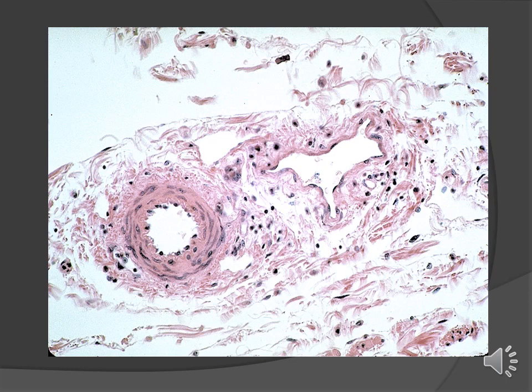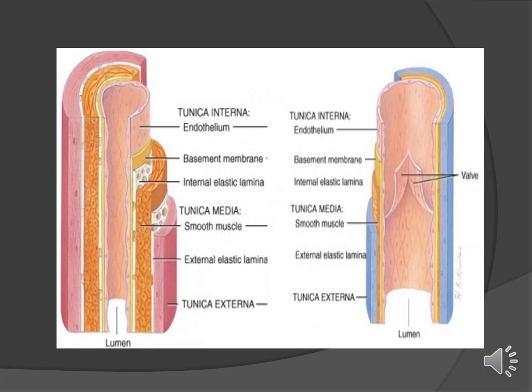The three layers are very well distinguished. The thickest is tunica media in the artery. The layers in the wall of vein are not well distinguished, and the best developed, the thickest, is tunica adventitia. This vein doesn't contain the valve in the lumen.